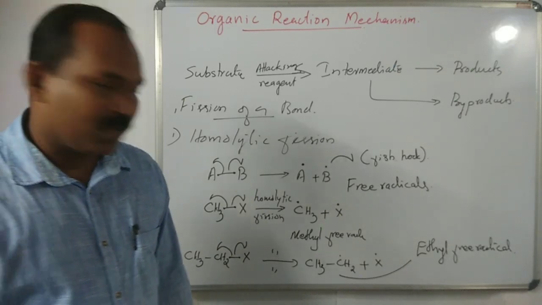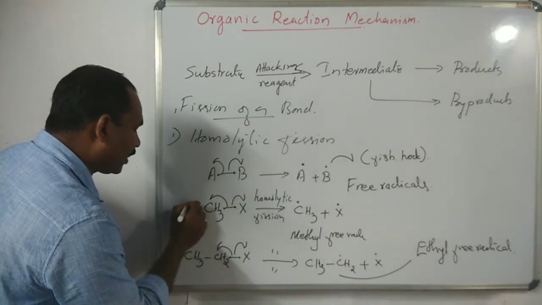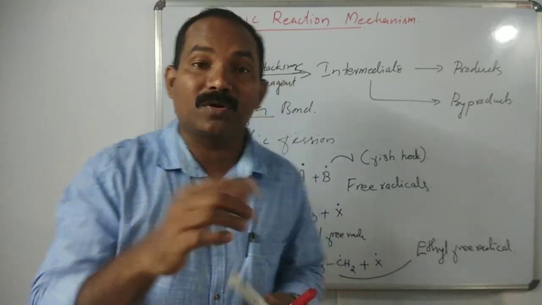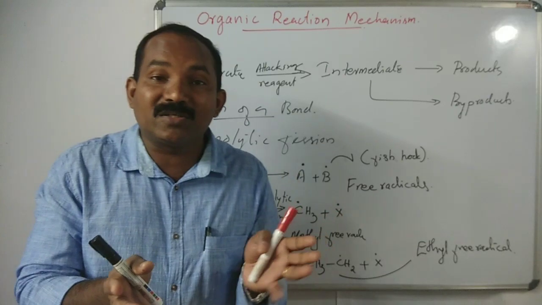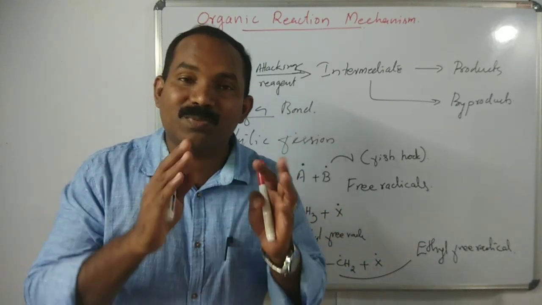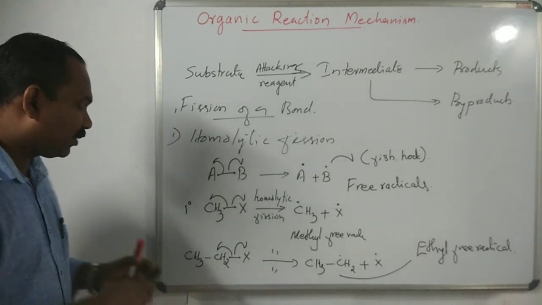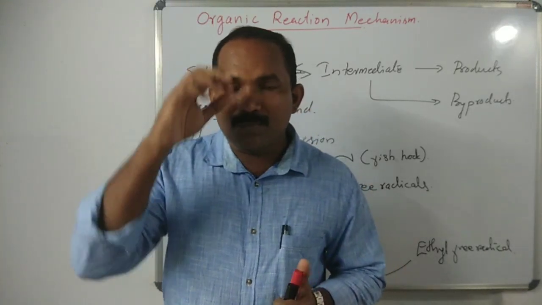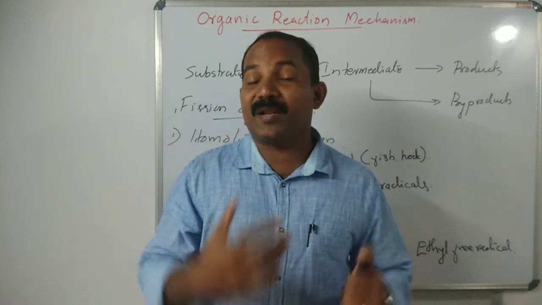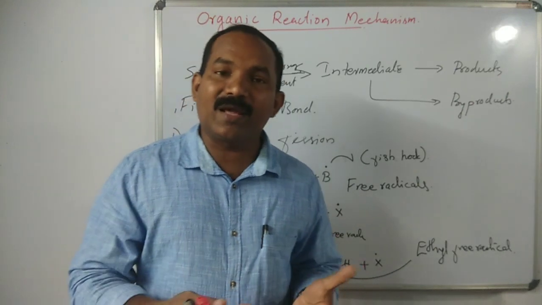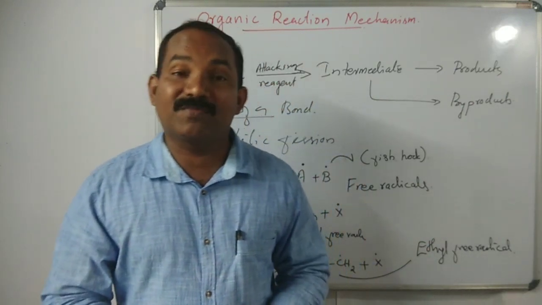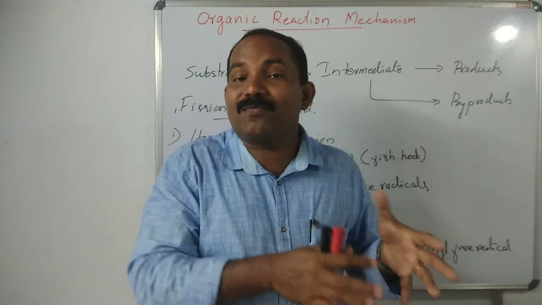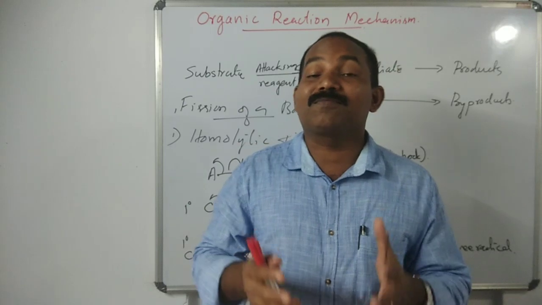Remember that this carbon atom is a primary carbon. Why? Primary carbon atoms are carbons bonded to one carbon or no carbon. So this methyl group is not linked to any other carbon atom, so it is a primary carbon. And this carbon is also primary. So methyl free radical and ethyl free radical are primary free radicals. Similarly, isopropyl free radicals and tertiary butyl free radicals exist. By changing the alkyl group, we get different free radicals.